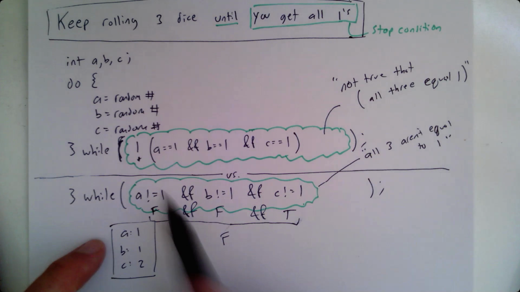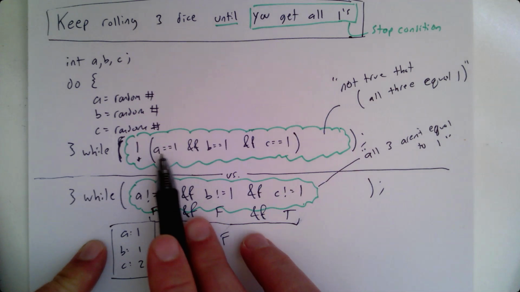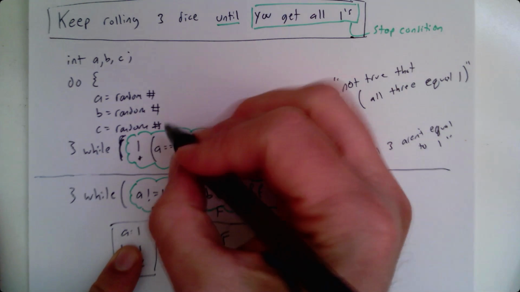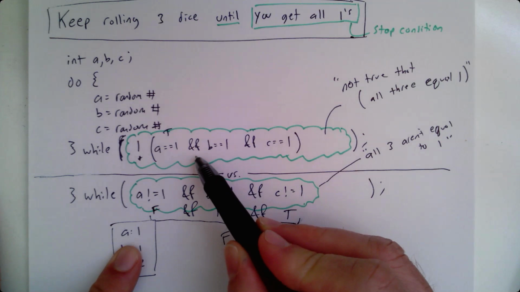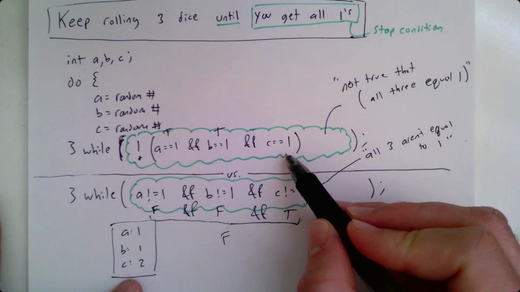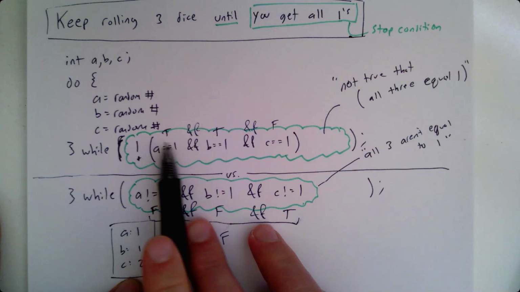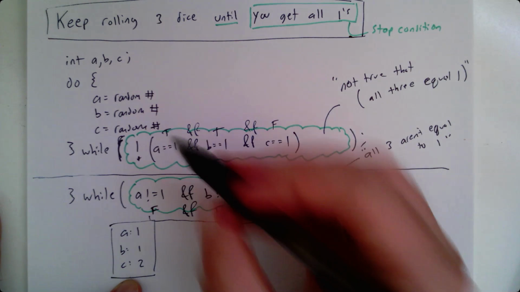Just to show you that this one does work in the same way, let's think it through. So here, is it true that A equals 1? The answer is true. Is it true that B equals 1? The answer is true. Is it true that C equals 1? Here the answer is false. Okay, so what happens when we combine true and false? All 3 of those together are still false.